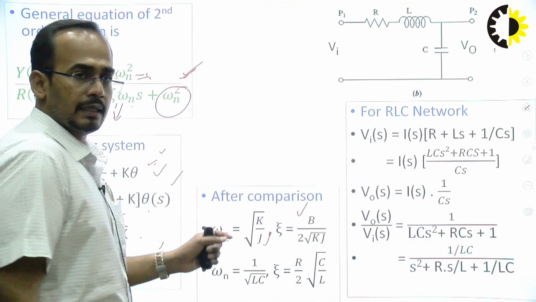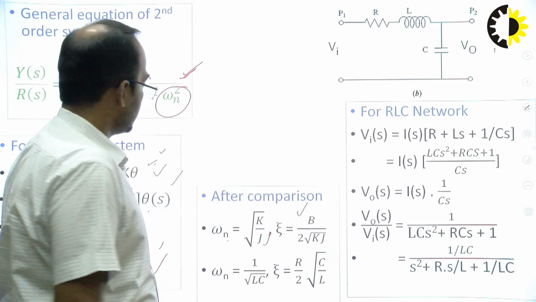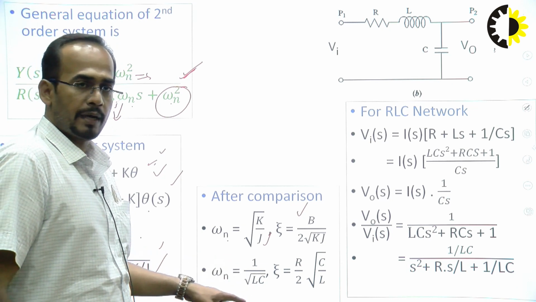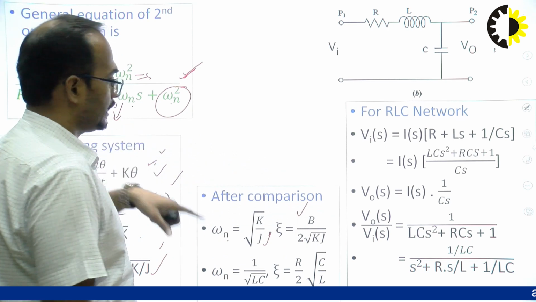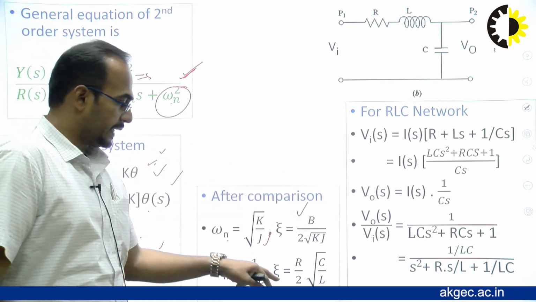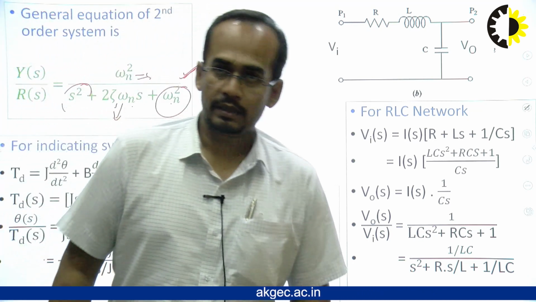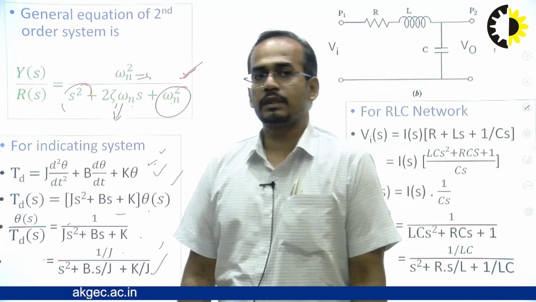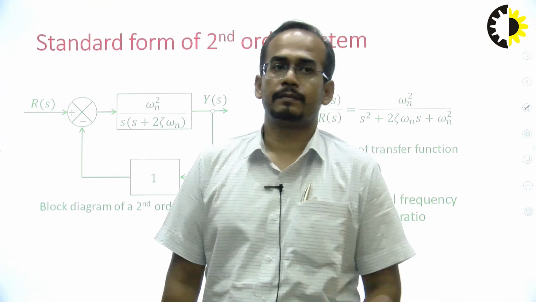After comparing this, I will get 1 by LC is equal to omega n square. So, I will get omega n is equal to 1 by under root LC, and 2 zeta omega n is equal to R by L. So, I will get zeta is equal to R by 2 under root C by L. In this way we can find the natural frequency and damping factor for any system.